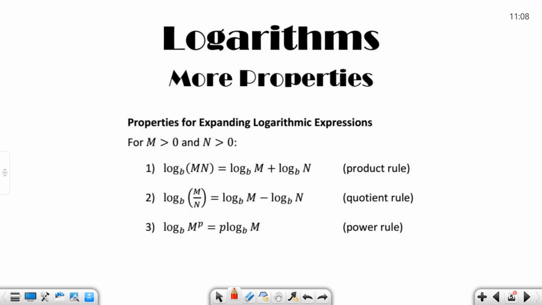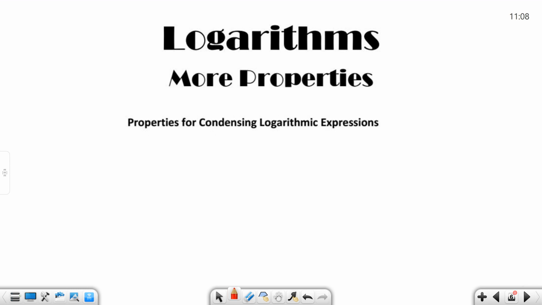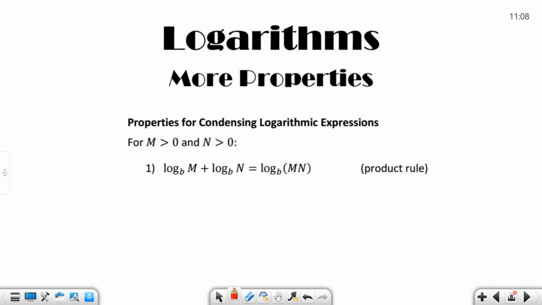All right. So now we're going to talk about the properties for condensing logarithmic expressions. Again, capital M and capital N are both greater than 0. And you know what we're going to do? Go the other direction. We literally just took the two logs added together and put them on the left and said that equals a log of those two things multiplied together. We just go in the other direction for condensing. It's the same exact property, just turned around.